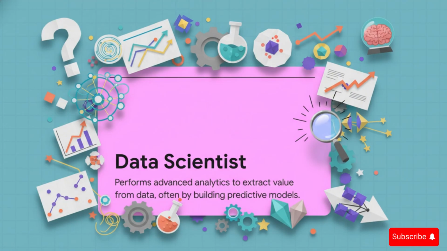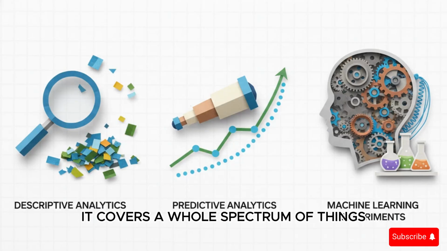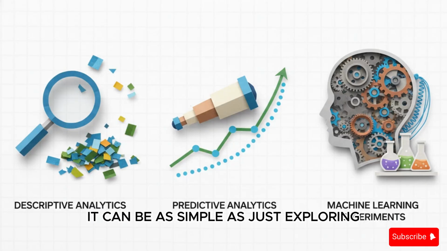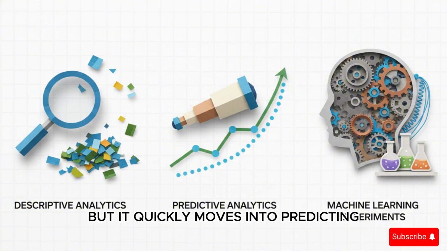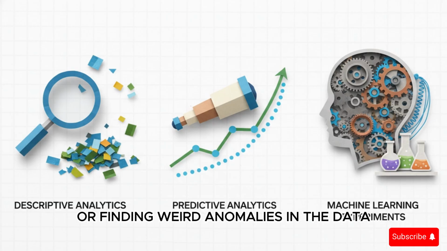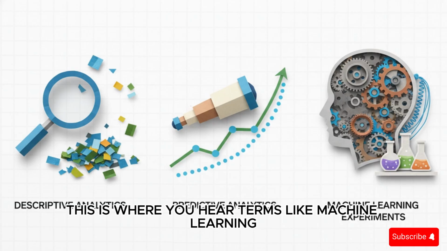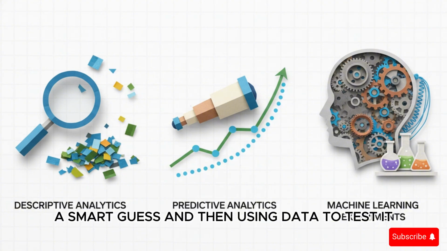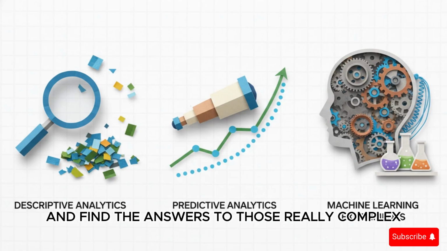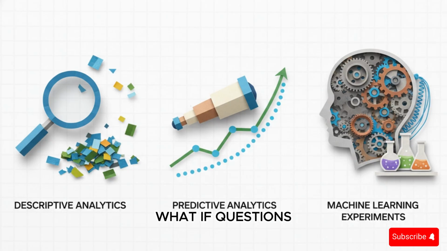forward-looking questions. And when we say advanced analytics, it covers a whole spectrum of things. It can be as simple as just exploring the data in new ways, but it quickly moves into predicting what's likely to happen next or finding weird anomalies in the data. This is where you hear terms like machine learning and deep learning. It's all about creating a hypothesis, a smart guess, and then using data to test it and find the answers to those really complex what-if questions.